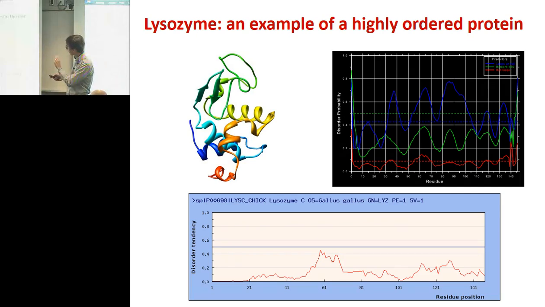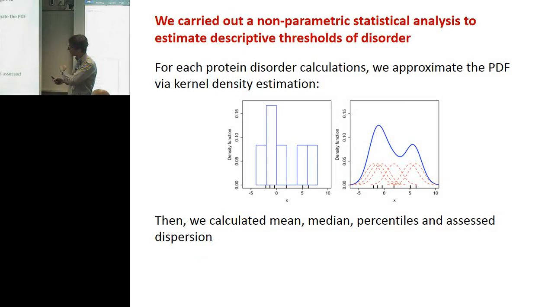So what we decided to do then was take those algorithms, and we didn't trust that when you run them on the whole proteome, they would give you normally distributed PDFs, which are probability density functions. So we decided to do a non-parametric analysis, so that we calculate a unique distribution for each one of the proteins. And once we have the probability density function, of course, we can calculate mean, median, percentiles, and assess the dispersion of the distribution. The algorithm was pretty straightforward to run.